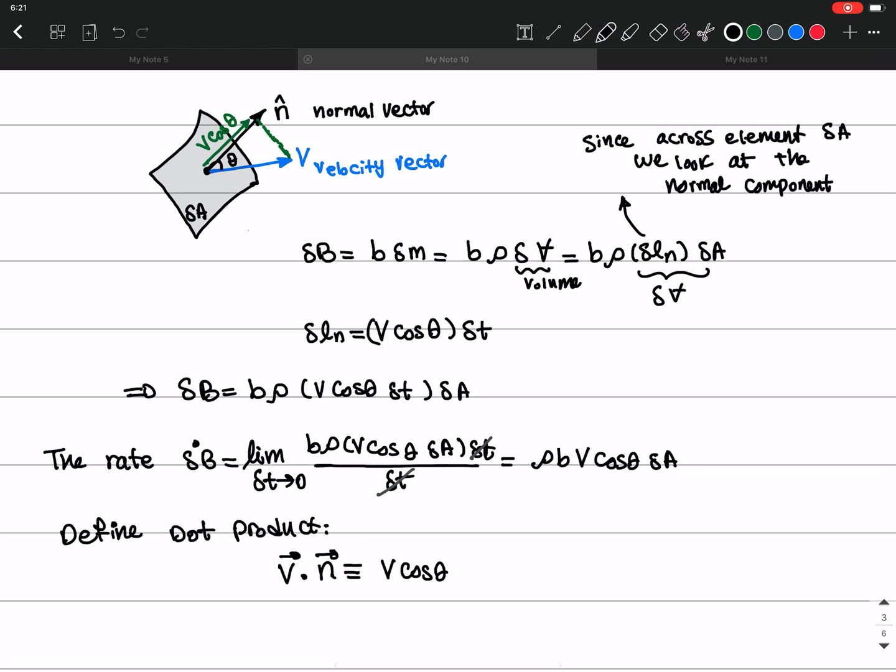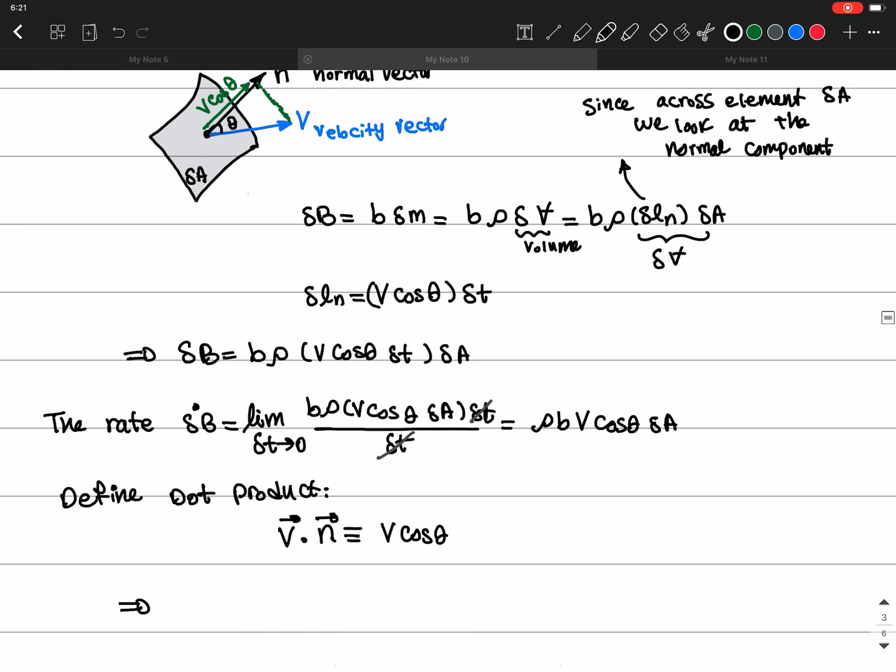And this is like how much you project one vector onto another one, and see how much of that vector is in the same direction as the other one. So now based on this, I can rewrite delta B dot as rho B, instead of V cosine theta, I'm going to write V dot N delta A. Okay?